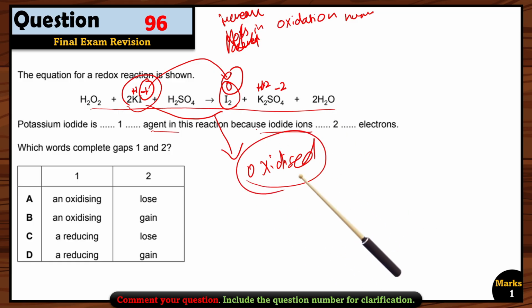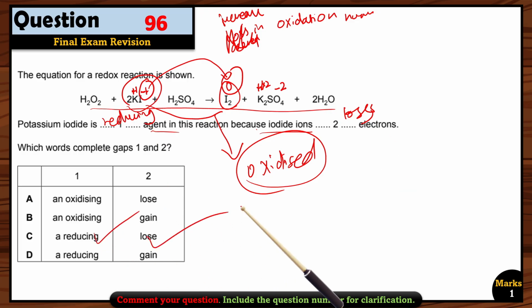Oxidized means it is the loss of electrons. Oxidation means the loss of electrons. So iodide ions will lose electrons. Clear? So if iodide ions are oxidized, which agent is this one? The agent is always the opposite one. So potassium iodide is actually a reducing agent, because itself it is oxidized. So reducing agent and the loss of electrons is the right option. That is option C.